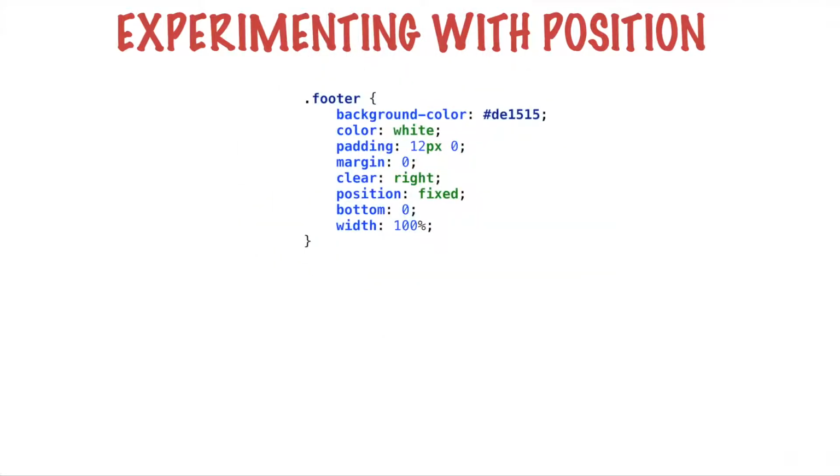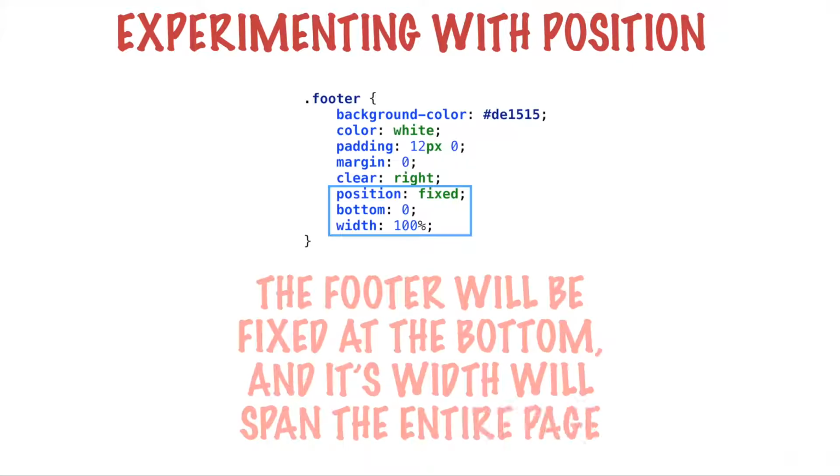Go ahead and update the CSS for the footer to include the three properties that you can see on screen. Position: fixed, bottom: 0, width: 100%. This basically says that the footer will be fixed to the bottom of the viewport, the bottom of the screen. Its width will span the entire page. And bottom: 0 means 0 pixels from the bottom of the viewport.